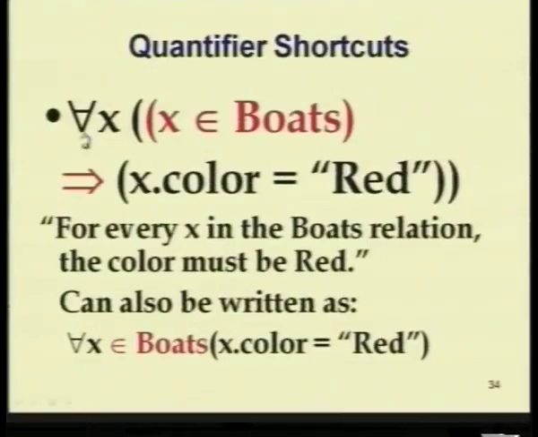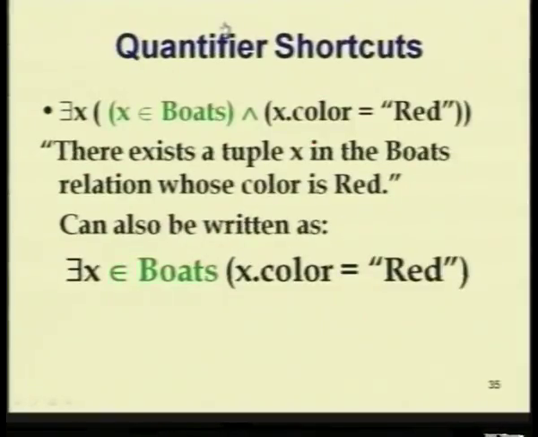It says that for all x, x is a member of boards. What does this mean? For all tuples that belong to the boards relation, that particular tuple's attribute value is equal to red. So, for every x in the boards relation, the color, that is another attribute, has to be red. This can also be written as for all x belonging to boards, x dot color is equal to red.